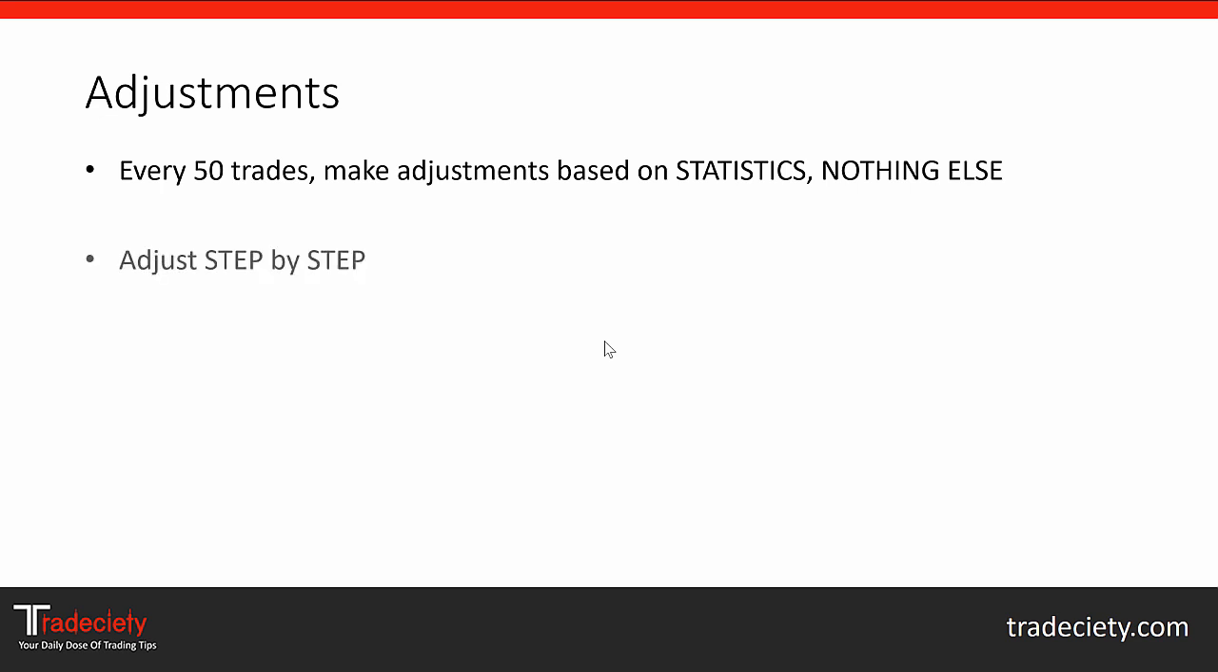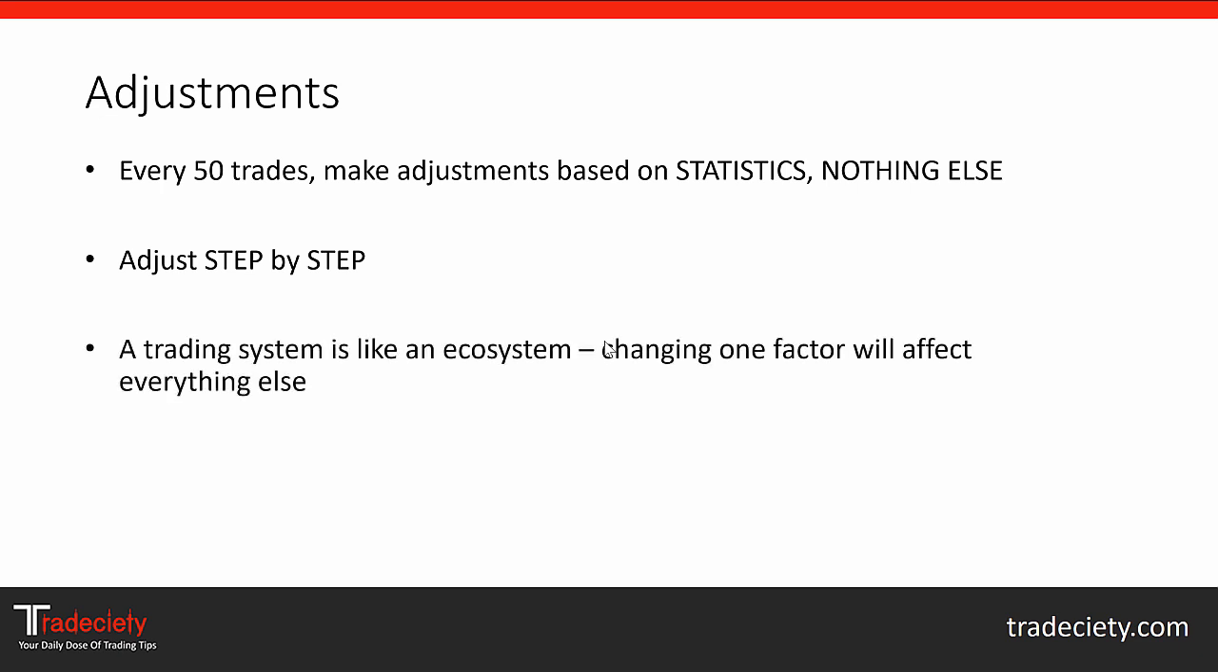For example, Edgewonk. You adjust step by step. You don't adjust the whole strategy, because a trading system is like an ecosystem. Changing one factor will affect everything else in that system. And then you can't really tell what the hell is going on if you change your take profit strategy and your entry strategy at the same time. Or you add another factor for entering a trade and you change your stop loss strategy at the same time, and so on, okay? So you don't really know which factor now contributed to increasing or decreasing your performance.